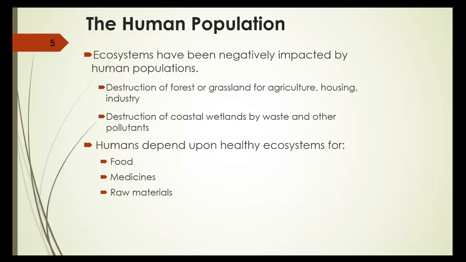The human population has had a profound effect on ecosystems. They have been negatively impacted by human populations: the destruction of forests or grasslands for our agriculture, housing, and industry. We've also destroyed the coastal wetlands with waste and other pollutants. Humans depend upon healthy ecosystems for food, medicines, and raw materials.